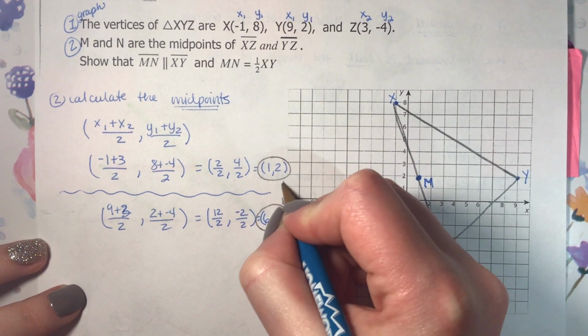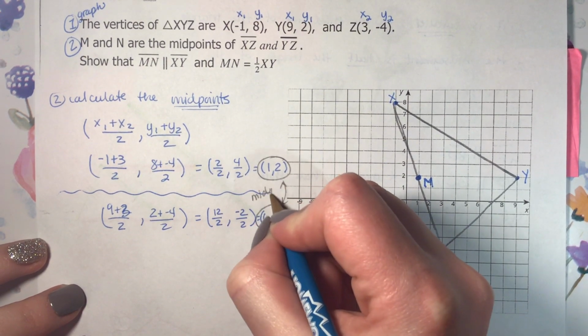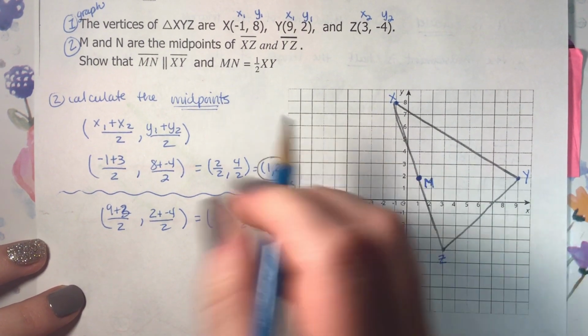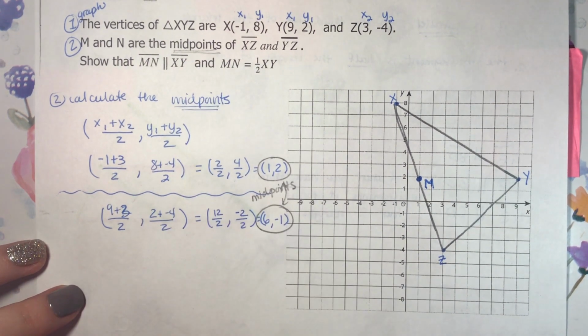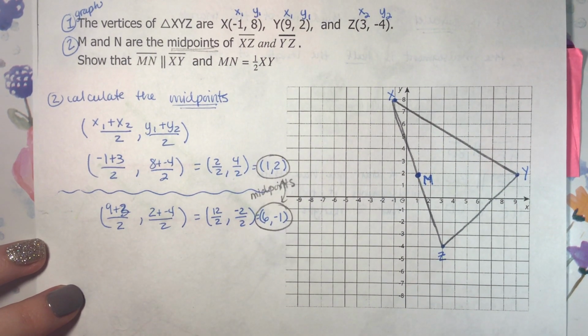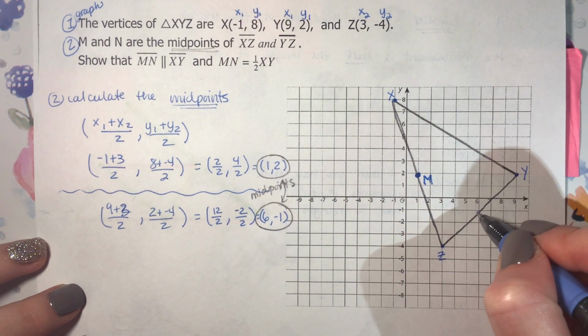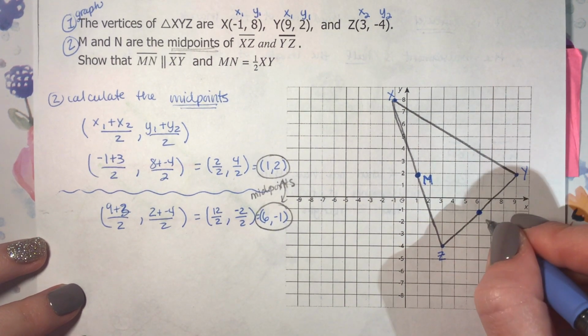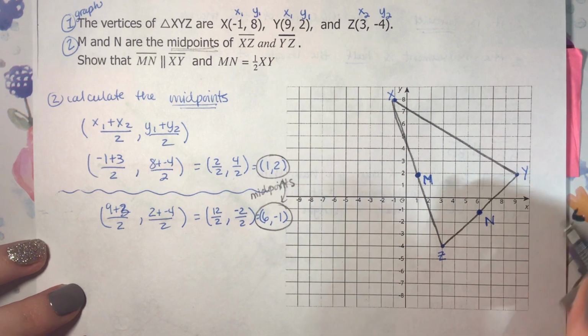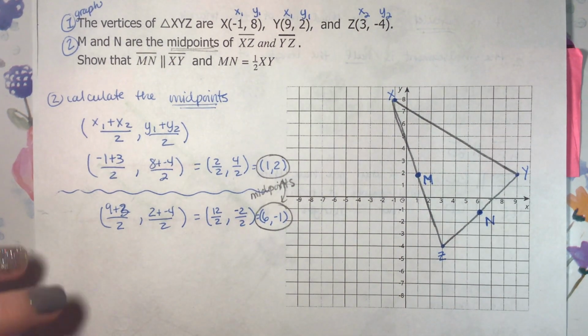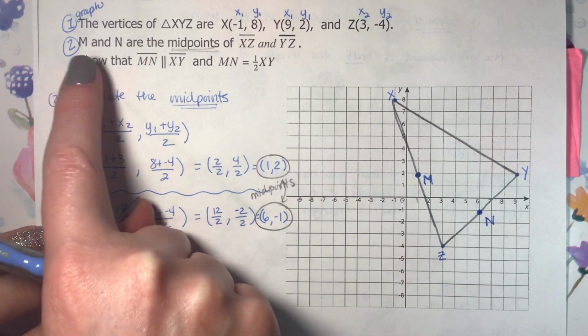So I've got a little bit of information starting to collect. These are my midpoints. That's what I calculated in this step. That's all I've been doing so far. So let's graph this. It's over 6, down 1, which is right here, and that is point N. Okay, so that was step 2.